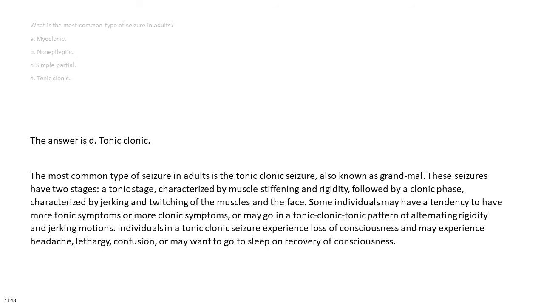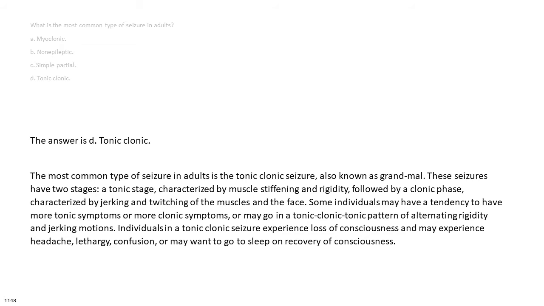The answer is D. Tonic-clonic. The most common type of seizure in adults is the tonic-clonic seizure, also known as grand mal. These seizures have 2 stages: a tonic stage, characterized by muscle stiffening and rigidity, followed by a clonic phase, characterized by jerking and twitching of the muscles and the face.